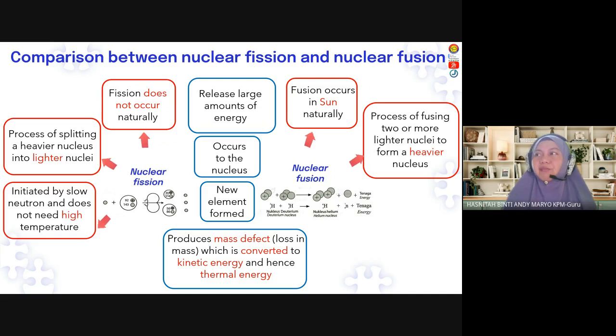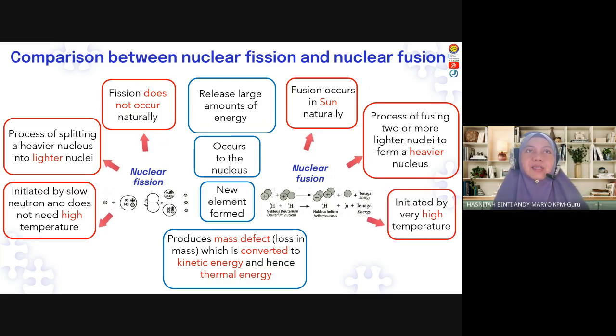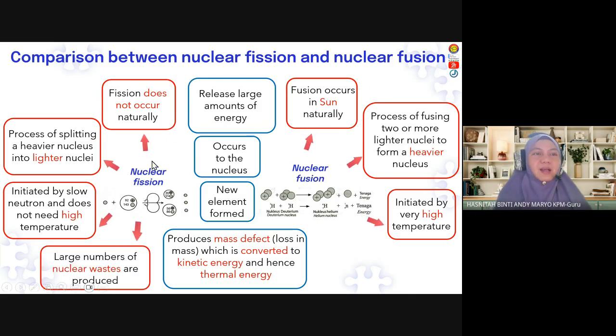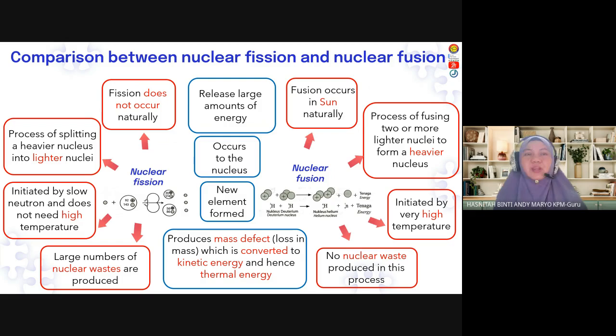Another difference: fission is initiated by a slow neutron and does not need high temperature, while fusion occurs at a very high temperature and pressure. The last difference: fission produces a large amount of nuclear waste, while no waste is produced for fusion. All right, so you can see the similarities and the differences between nuclear fission and fusion.